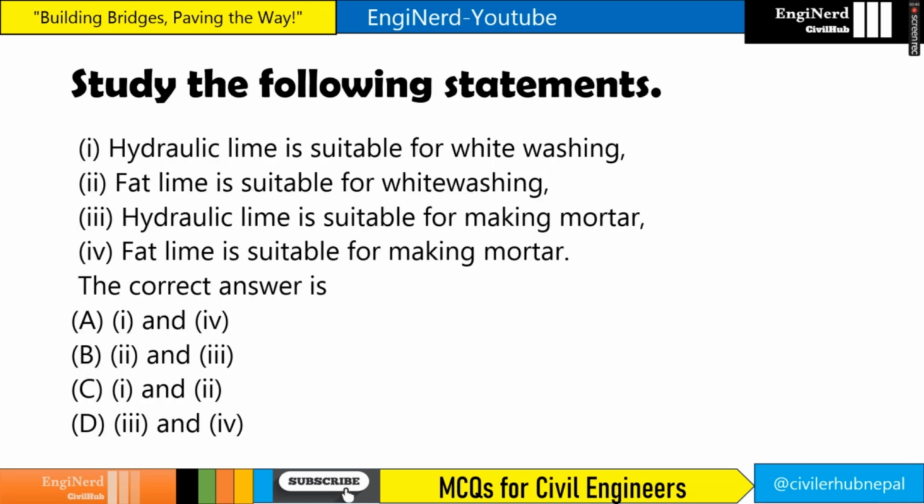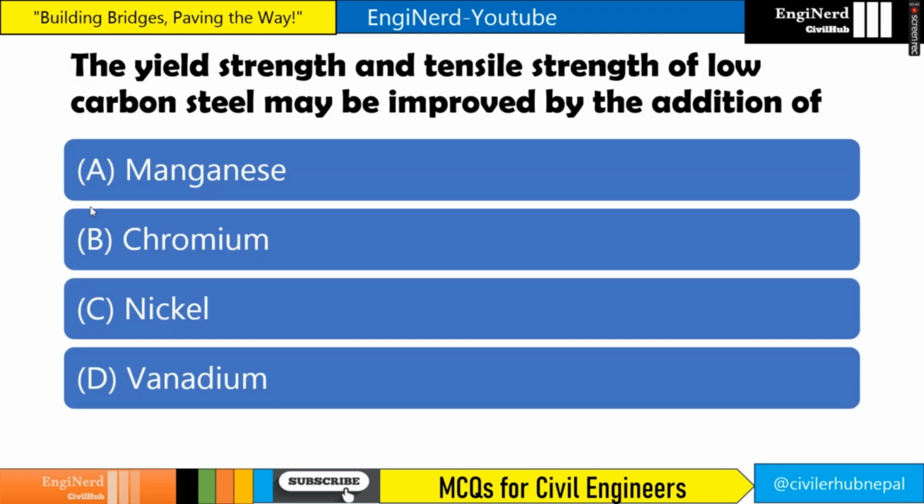Study the following statements. One: hydraulic lime is suitable for whitewashing. Two: fat lime is suitable for whitewashing. Three: hydraulic lime is suitable for making mortar. Four: fat lime is suitable for making mortar. Generally hydraulic lime is used for making mortar, right? And fat lime is for whitewashing. So our answer will be what? 2 and 3.